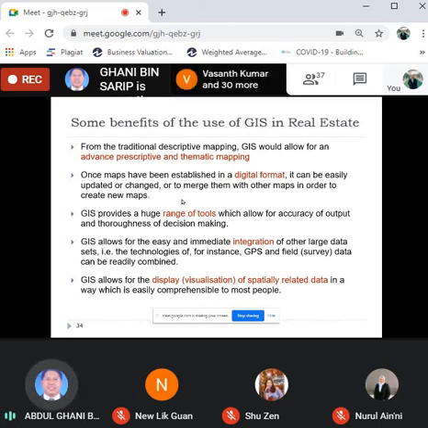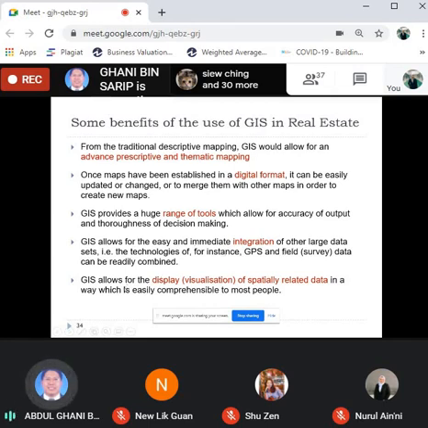And GIS provides a huge range of tools, allowing for accuracy of output and thoroughness of decision making, and allowing for easy, immediate integration with other technologies, for example GPS, because GPS normally acquires data about position. And then as well as a survey. Survey data could also be channeled through GIS capabilities.